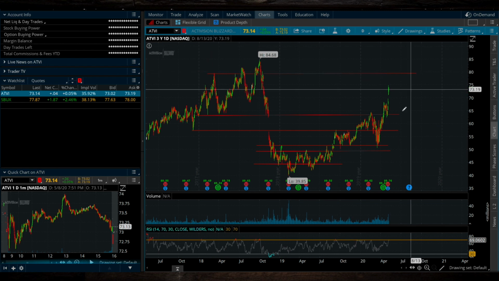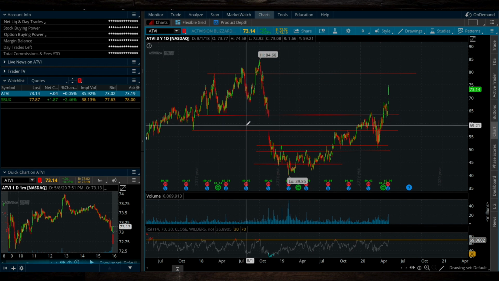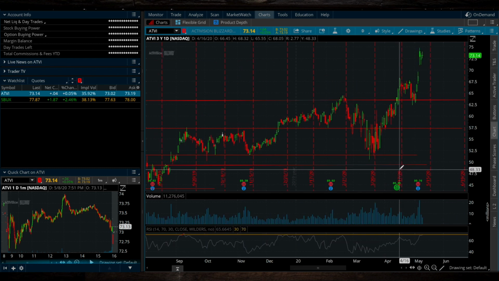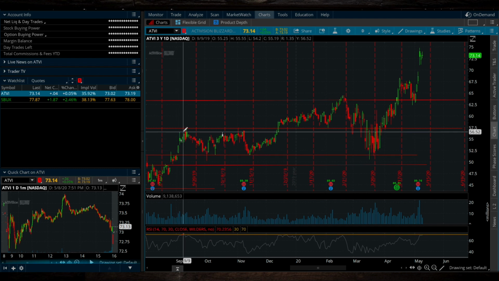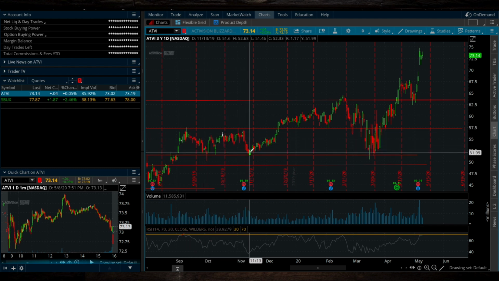Okay, so now let's zoom in, now that we've drawn some lines of support and resistance over the long term, and see how these are affecting how the stock is trading. So this is really the past couple of months, okay? And we can see how the stock trades within these channels that were established all the way back in 2017, 2018.